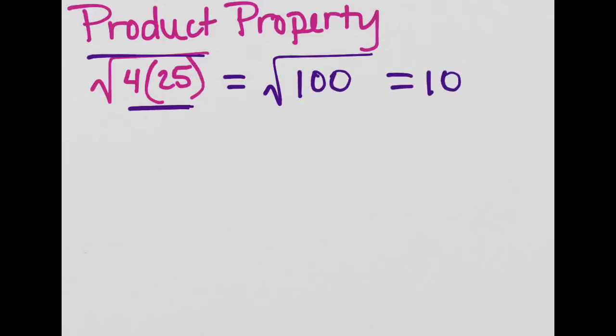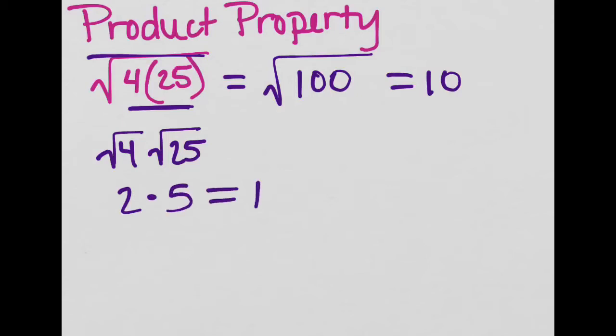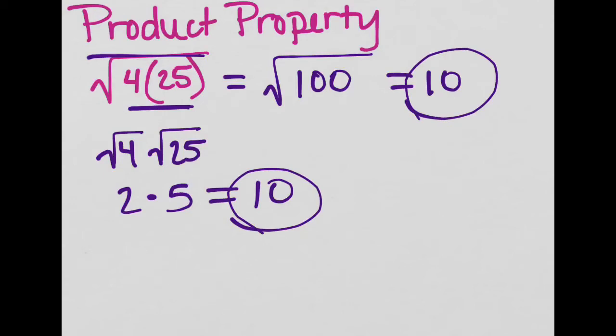I could also separate these two and say the square root of 4 times the square root of 25. The square root of 4 is 2. The square root of 25 is 5. 2 times 5 is 10. So I should get the same answer no matter what. That is proving that product property.